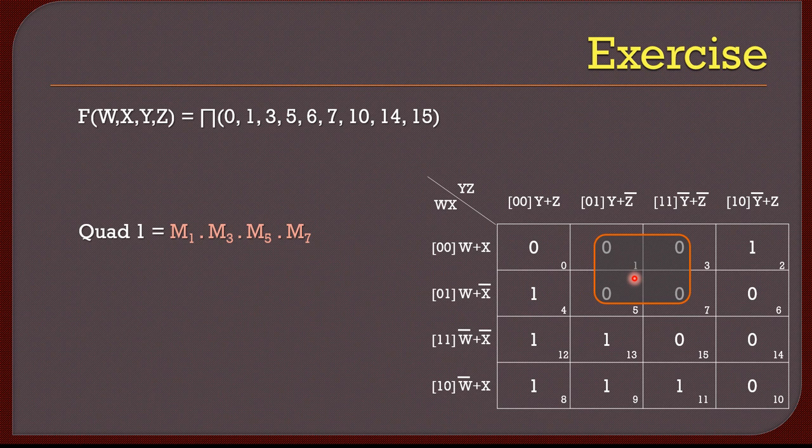After identifying the quad, you have to check whether any other quad is available. You can see one more quad is available here. So it is 7 6 and 15 and 14, that is quad 2.